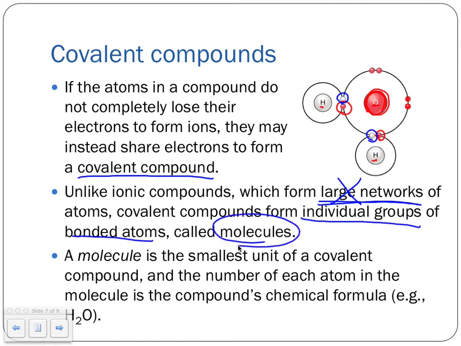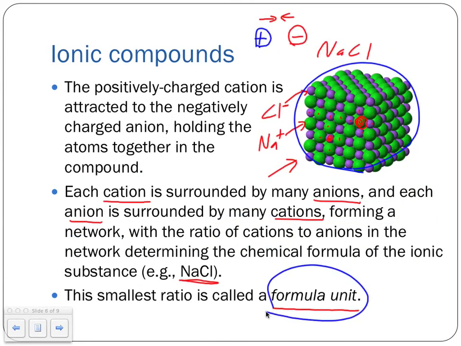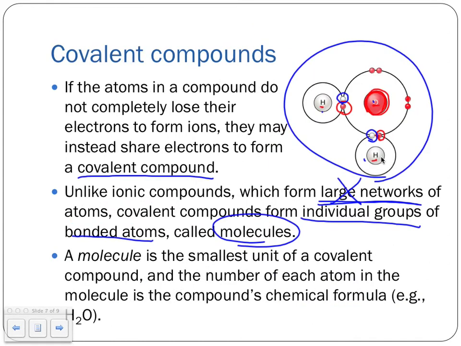Okay? And so here we have one water molecule, two hydrogens and one oxygen, H2O. And so we wouldn't use the term molecule with an ionic compound. We use the term formula unit with that because the ionic compound forms the large networks. But with covalent compounds, we will use the term molecules, though formula unit is okay to use. Okay? So as we said, a molecule is the smallest unit of a covalent compound. The number of each atom in the molecule is the compound's chemical formula. So H2O, because it has two hydrogens and one oxygen in that molecule.